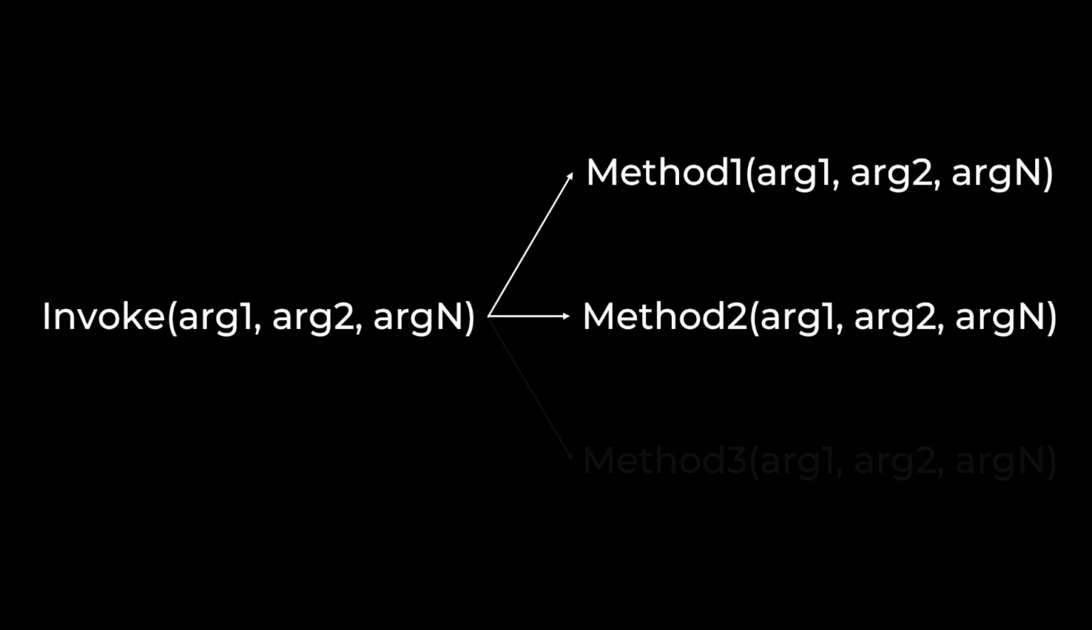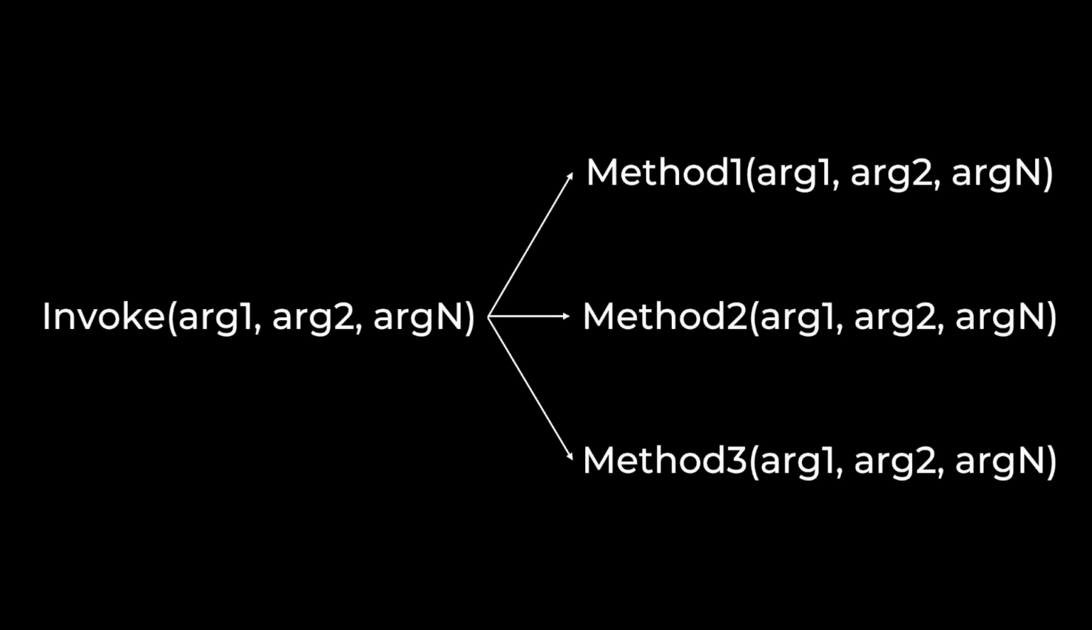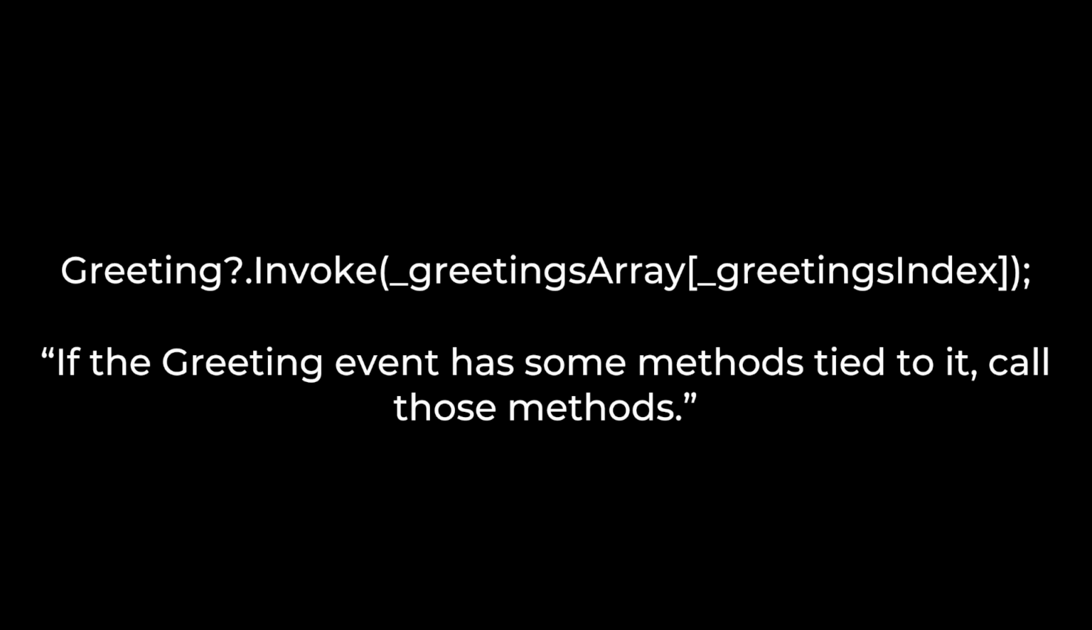If no methods are tied to the event, we don't even bother calling invoke, so we won't get the null reference exception. Invoke is a method that our events have that we can call, which in turn calls all of the methods tied to our event. Its functionality is the same as the emit signal method you use with custom C# signals. That means all this is saying is, if the greeting event has some methods tied to it, call those methods, and use greetings array, greetings index as the argument.